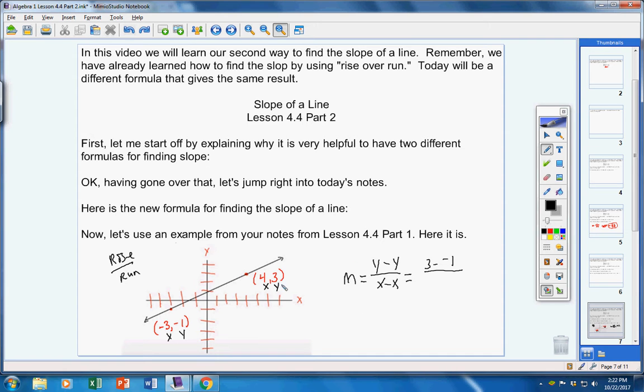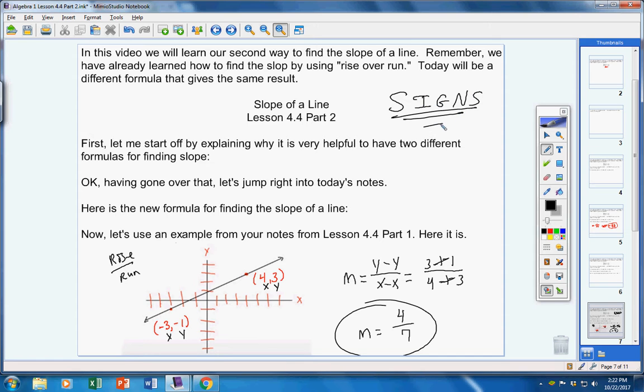So I used this y first right here, so I'll use this x first, 4, then minus, and my other x is -3. So here we go. 3 minus a -1 is 3 plus 1, which is 4. 4 minus a -3 is 4 plus 3, which gives you 7. And there we go. The exact same answer. So, if you'll be careful, go slow, and definitely watch your signs. That's big. Your positive and your negative signs. Be careful. Take your time.